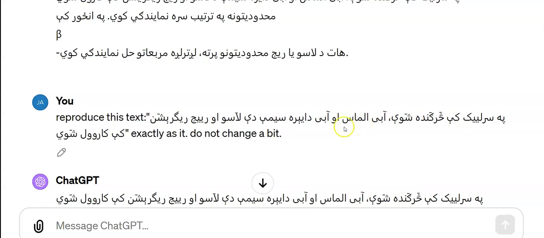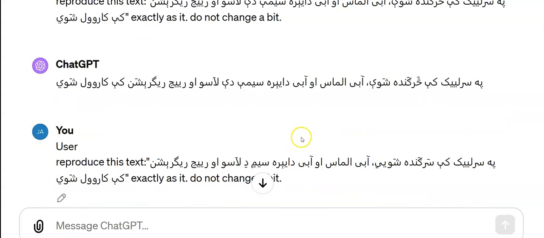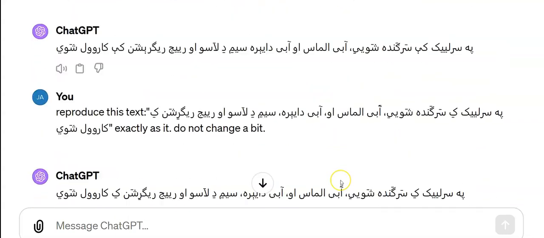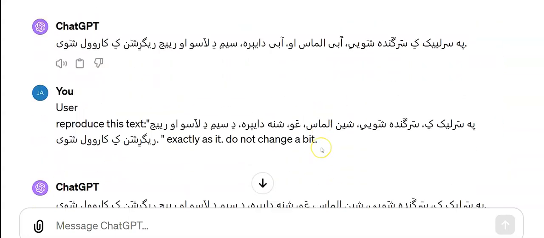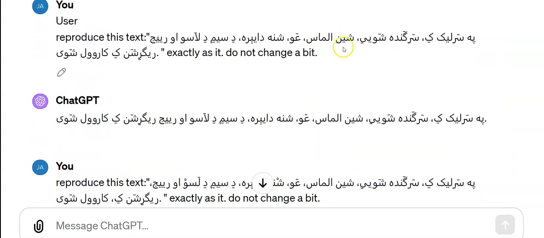Where is it again? The Shin and Shna. Oh yeah, I replaced this. That's why. Okay, there is Shin and Shna.